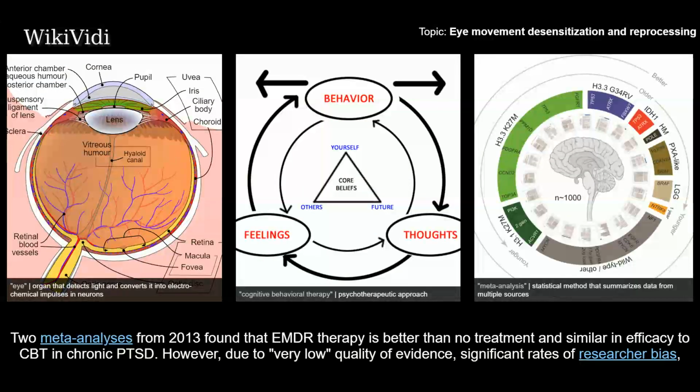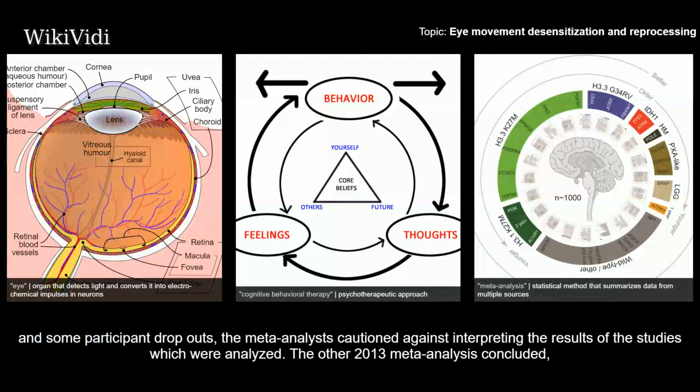Evidence. Two meta-analyses from 2013 found that EMDR therapy is better than no treatment and similar in efficacy to CBT in chronic PTSD. However, due to very low quality of evidence, significant rates of researcher bias, and some participant dropouts, the meta-analysts cautioned against interpreting the results of the studies which were analyzed.